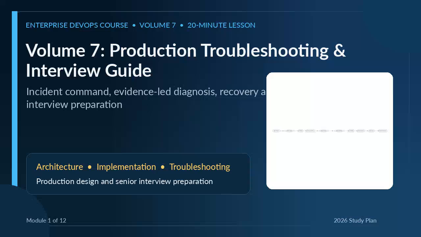Welcome to Volume 7 of the Enterprise DevOps and Platform Engineering Study course. This 20-minute lesson covers production troubleshooting and interview guide, incident command, evidence-led diagnosis, and recovery. The goal is to build an interview-ready mental model, connect architecture with implementation, and show how a senior engineer diagnoses production failures.